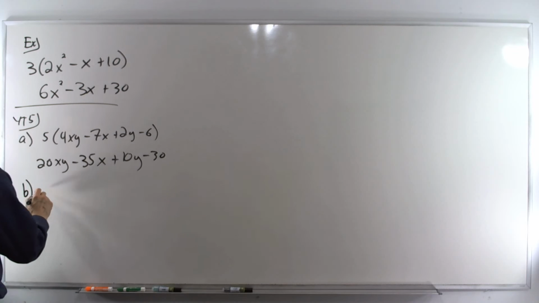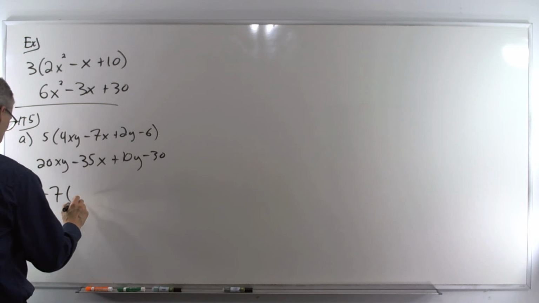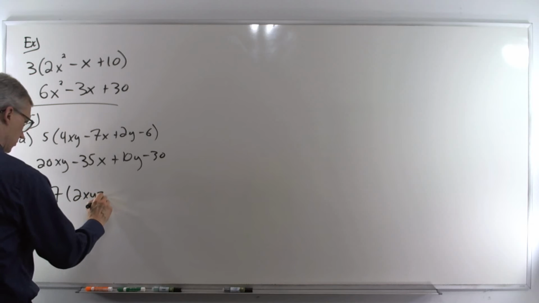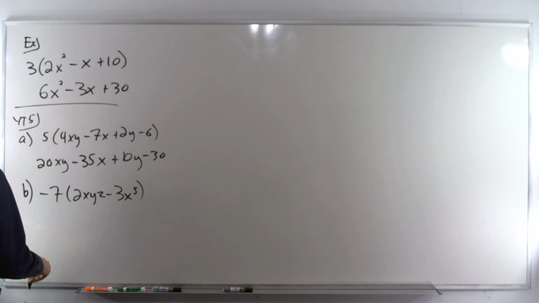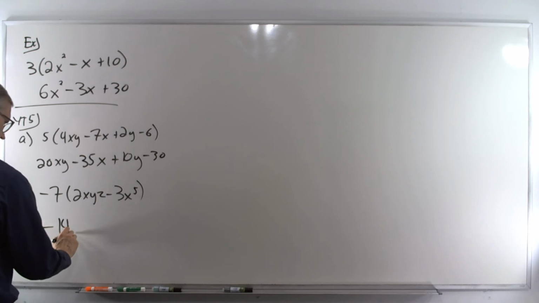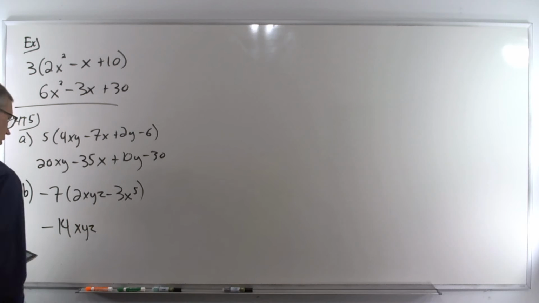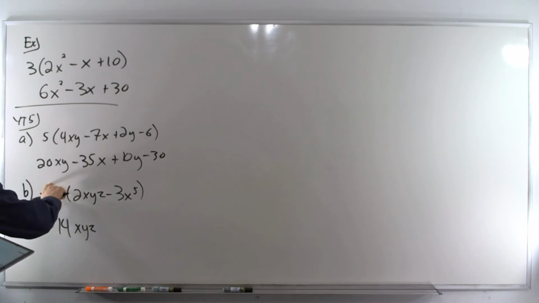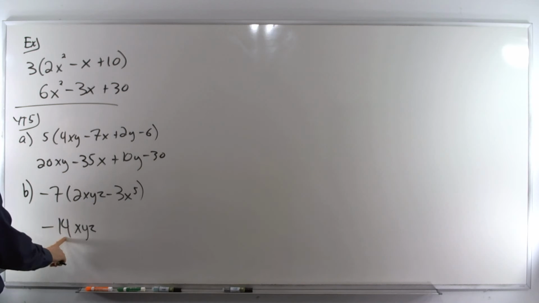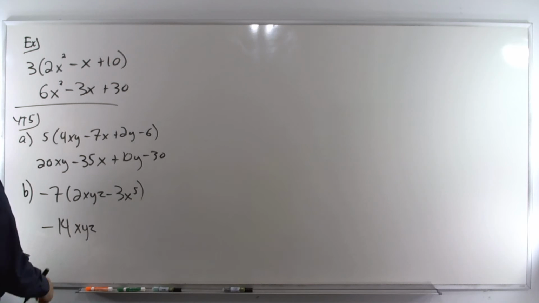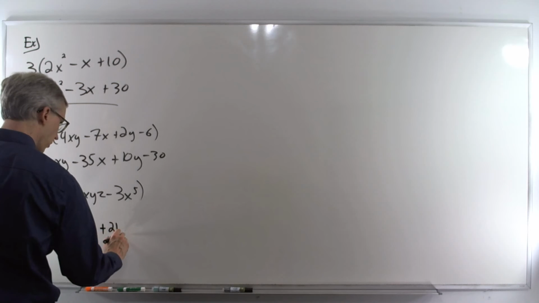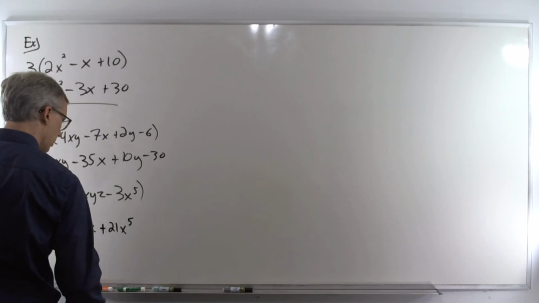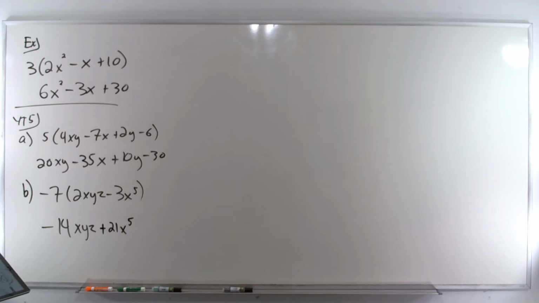Part B. So the first one, negative 7 times 2, that's negative 14. Keep an x, y, z. Now negative 7 times negative 3 is positive 21. And we got x to the 5th there.